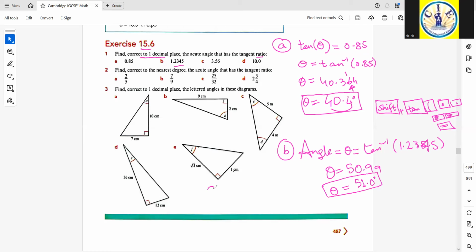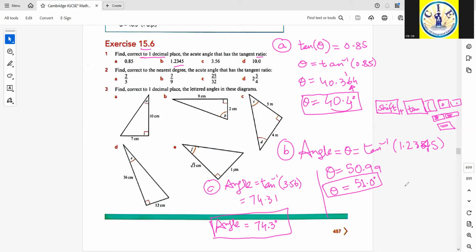Okay, then part C, angle is equal to tan inverse of 3.56. That will give us 74.31 from your calculator, and then giving the answer to one decimal place, that will be 74.3 degrees. So this is the required angle.